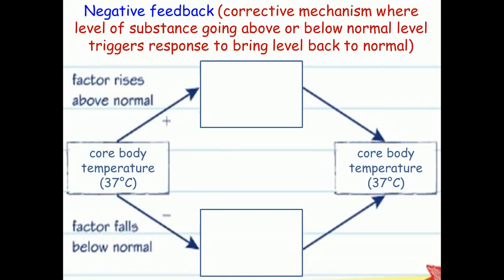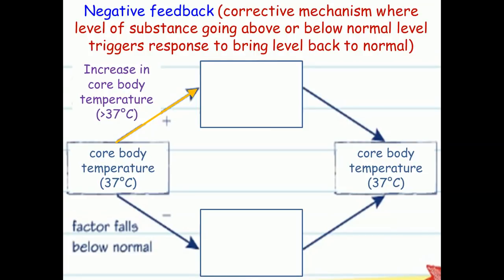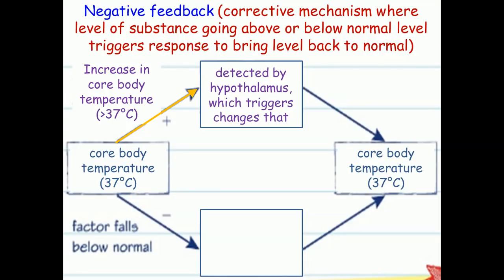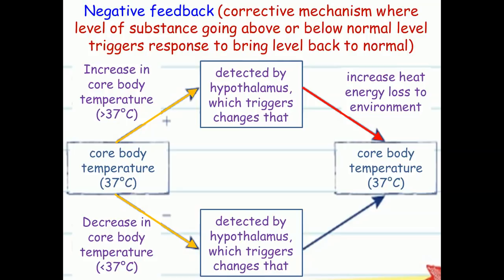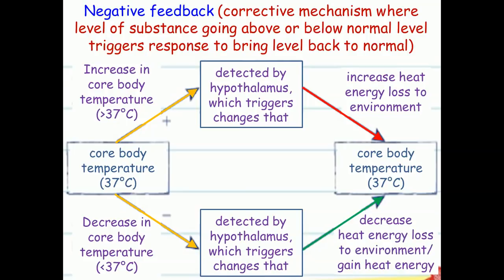If the core body temperature increases, so it goes above 37 degrees Celsius, as I said, it's detected by the hypothalamus, and therefore it has to trigger a change to decrease the core body temperature, and this is done by increasing the amount of heat energy lost to the environment. So if the core body temperature increases, you want to lose more heat energy. However, if there's a decrease in core body temperature, it is detected by the hypothalamus, and that will trigger changes that decrease the heat energy loss. In other words, you want to stop heat energy from being lost to the environment if your core body temperature decreases. You could also find ways to gain more heat energy.